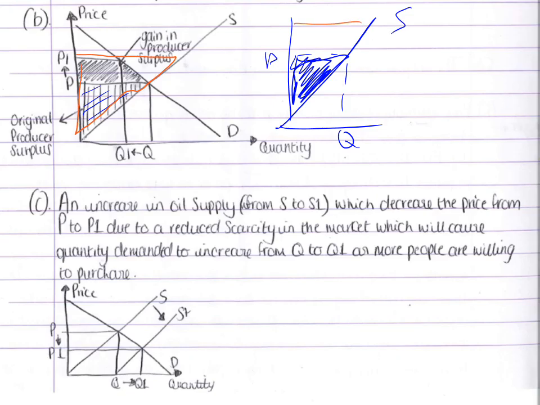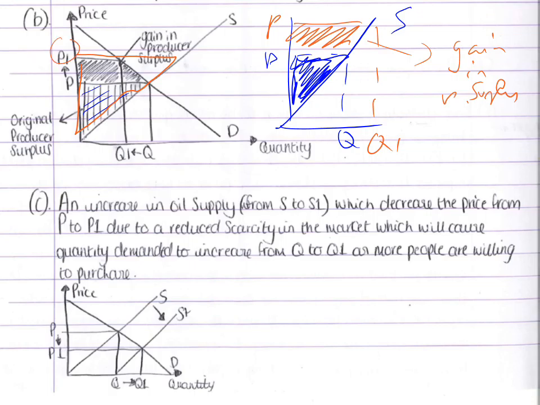So what you're actually gaining is this additional part here. So that would be the gain in producer surplus. And it's hard to see from that diagram where the new producer surplus is. So the original is the blue on this graph, and the gain is the orange, but on this graph that's the wrong shape. So it does have an increase in price.